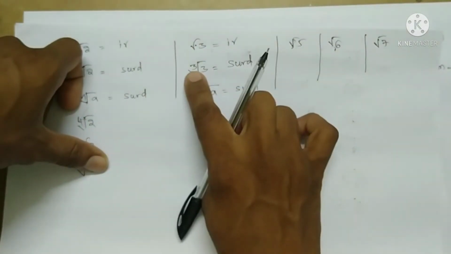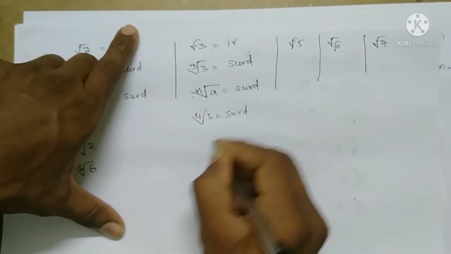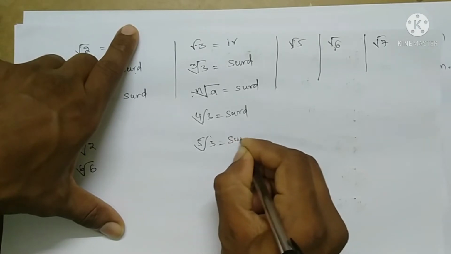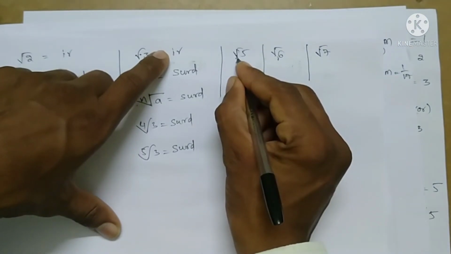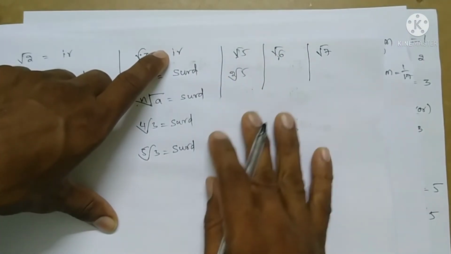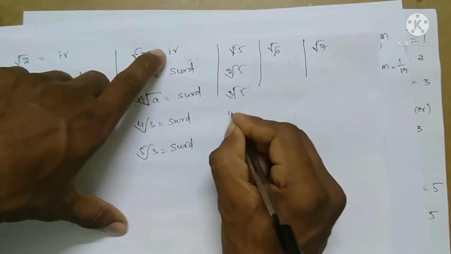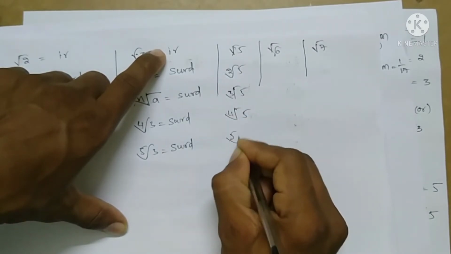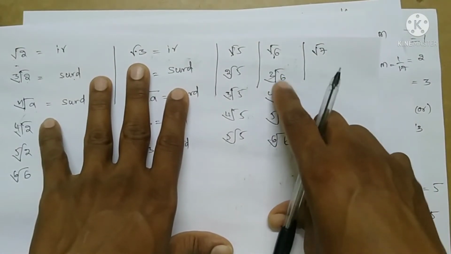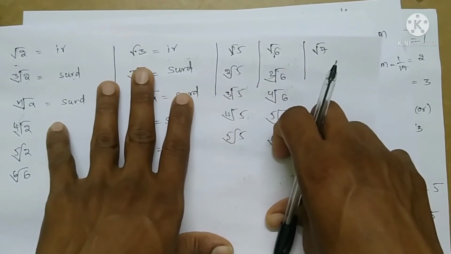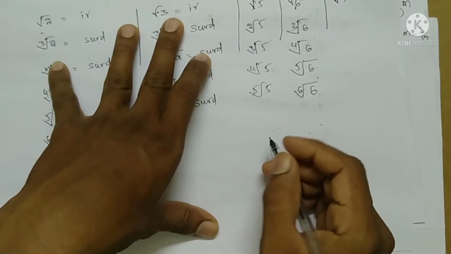So the third root of 3 is a surd. The fourth root of 3 is a surd. The fifth root of 3 is a surd. Here, irrational root 5 is nothing but the second root of 5. So the third root of 5, fourth root of 5, fifth root of 5. The results of these numbers are not rational, right? So these are all called surds. Surds are always in the form of nth root a. So this is our definition.